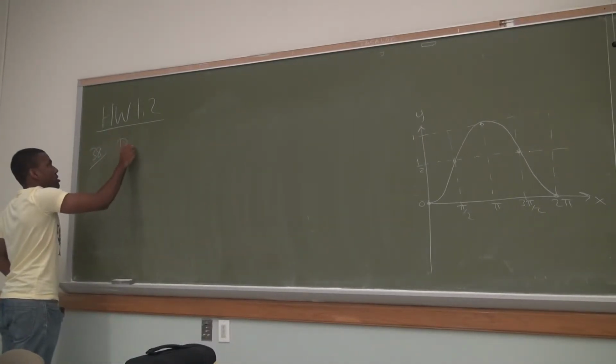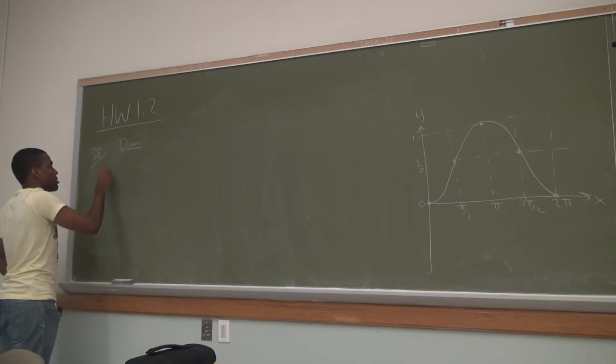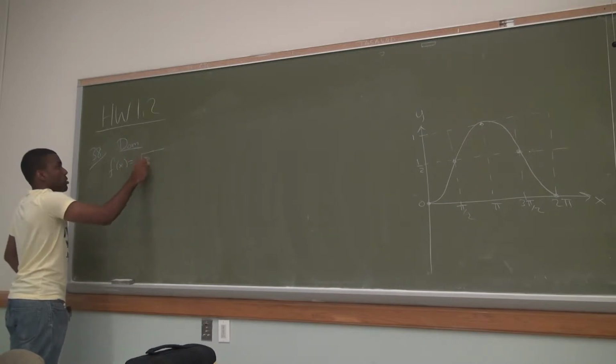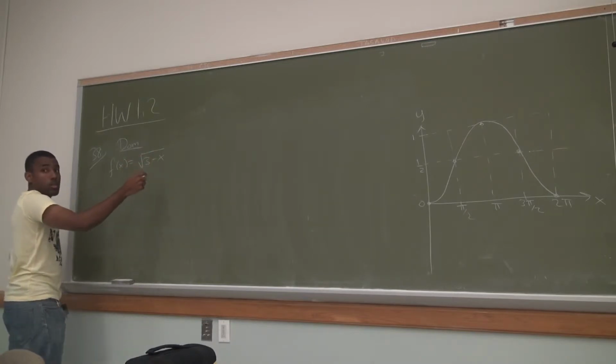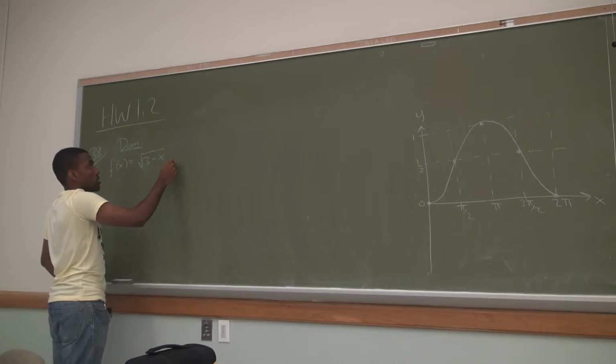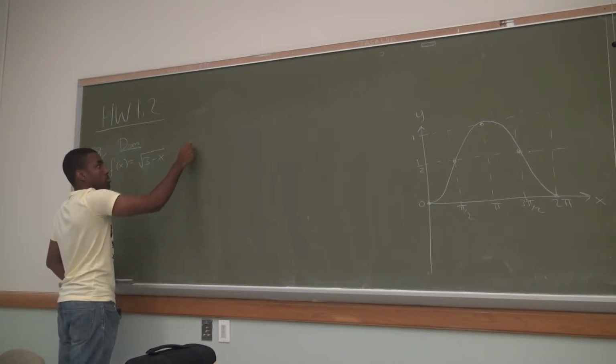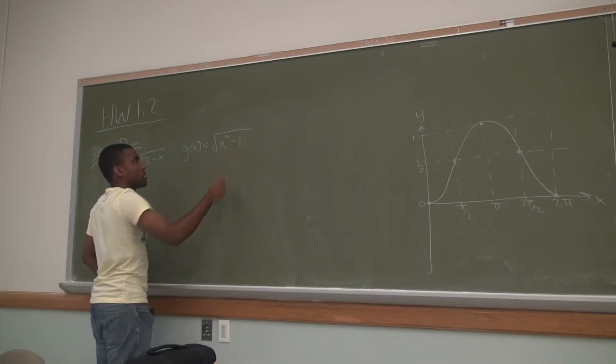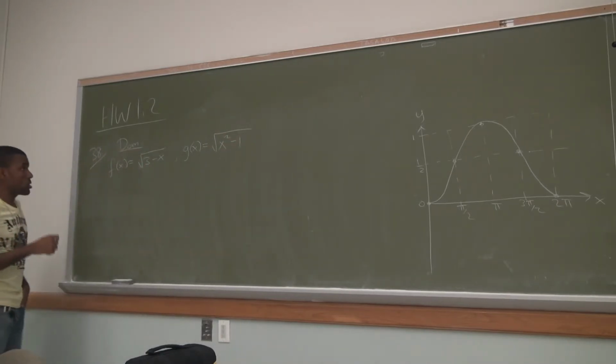Find the domain. So f of x is radical 3 minus x, and g of x is radical x squared minus 1. That's the g, radical of x squared minus 1. Find the domain of f plus g.